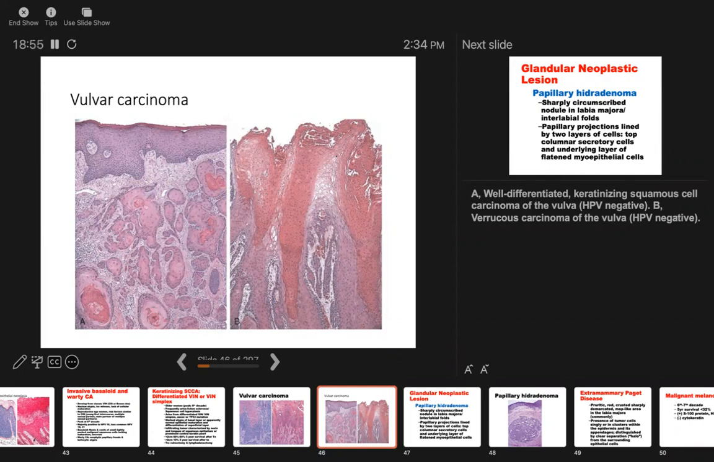So the example I'm showing you right now is an example of well-differentiated keratinizing squamous cell carcinoma, which is HPV negative. And this is an example of verrucous carcinoma of the vulva, which is also HPV negative. Now, take note that the word verrucous emanates from the description in which the squamous epithelium appears a bit bulbous, as you can see here.